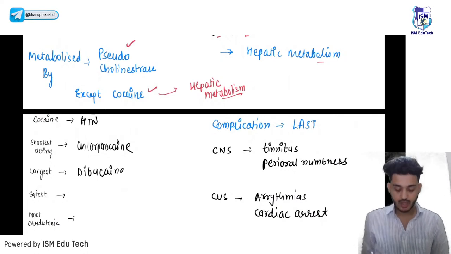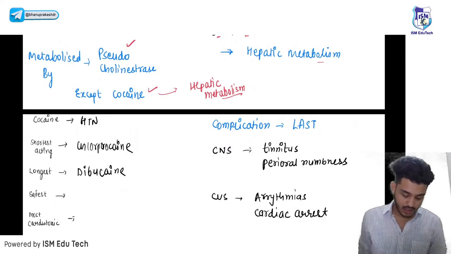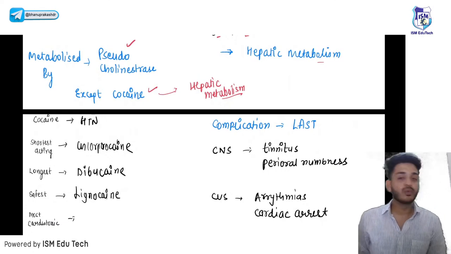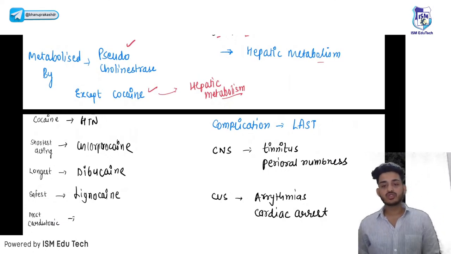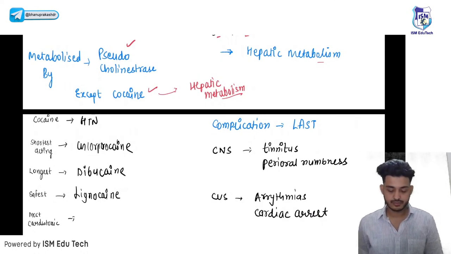Dibucaine. Which one is the safest? You must have heard about it. Safest will be lignocaine. Okay. Which one is the most cardiotoxic, guys? Most cardiotoxic will be bupivacaine.